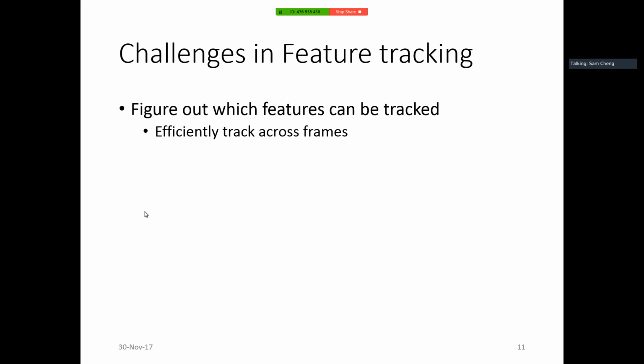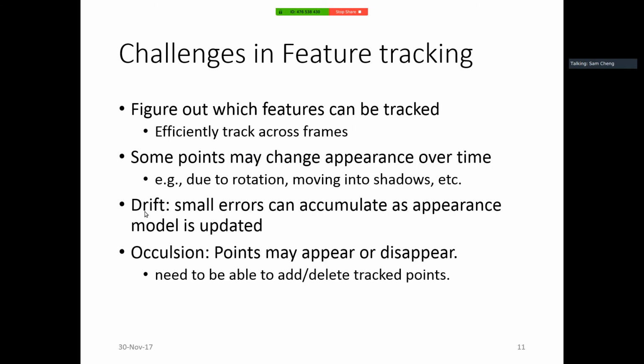Challenges, and of course, occlusion may occur, as I mentioned. For example, if you're doing multiple object tracking, you can have one person moving in front of the other person, then suddenly you don't know who is who, stuff like that.